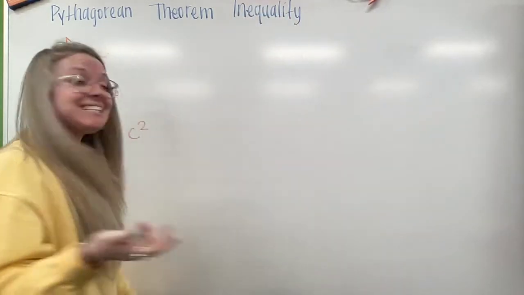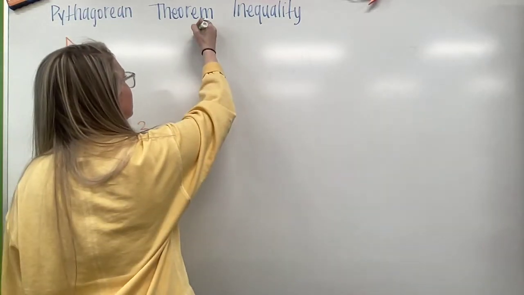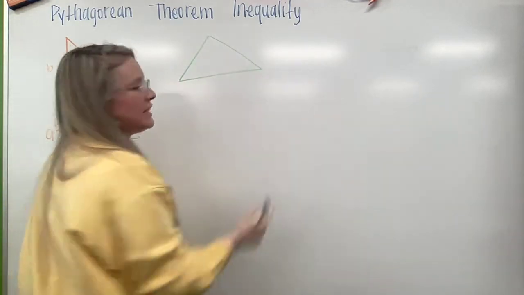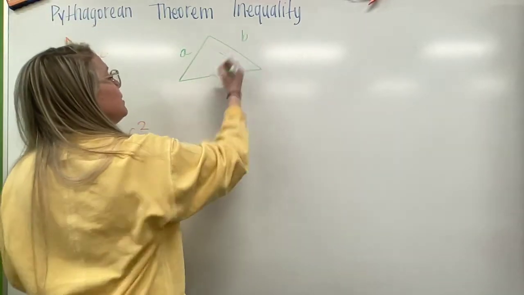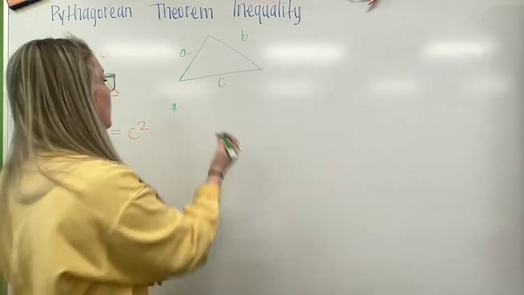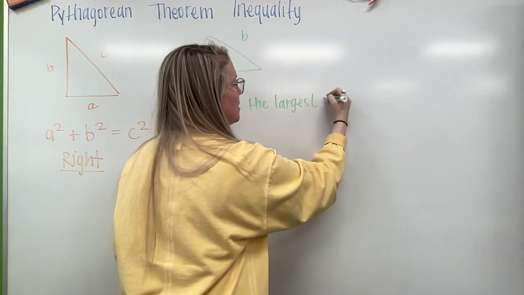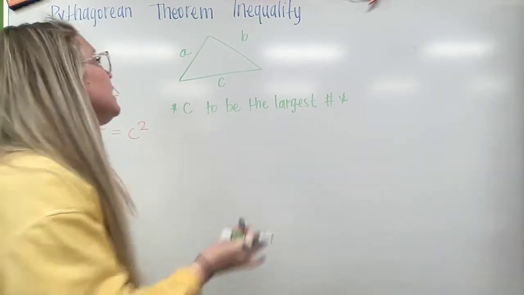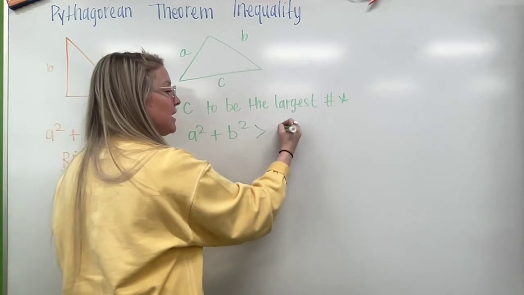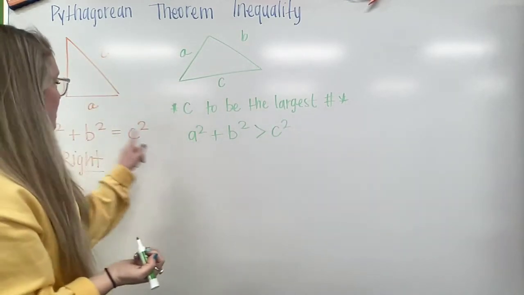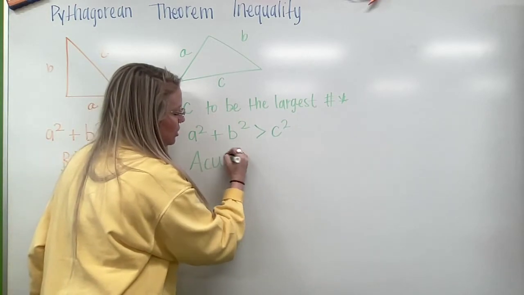Okay, what happens if it doesn't satisfy the Pythagorean theorem? For example, say we have some triangle. I don't want you to assume what kind of triangle it is based on the drawing, so I don't want you to say, it looks like it's acute. I don't know. But we have sides A, B, and C. Little disclaimer: we always want C to be the largest number. That's how we're going to test. Always. So if I test this out, A squared plus B squared is actually bigger than C squared. So now they're not equal. A squared plus B squared is bigger than C squared. That is going to give me an acute triangle.